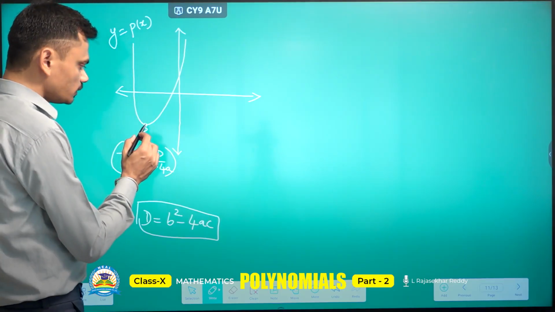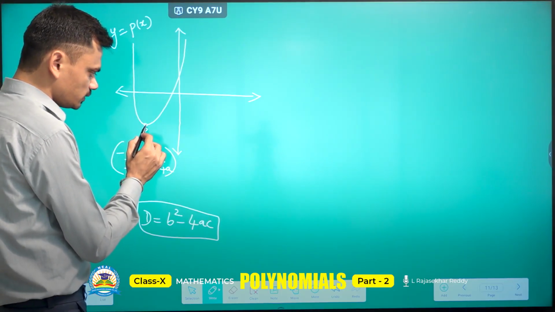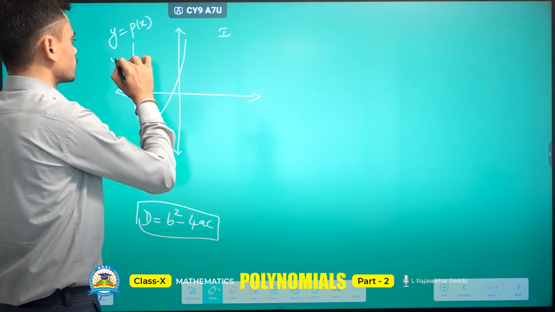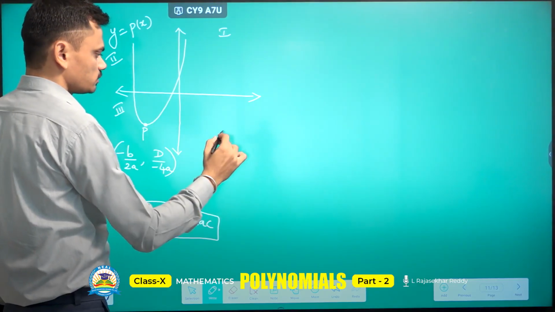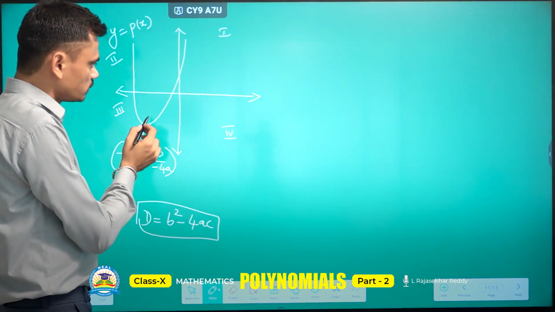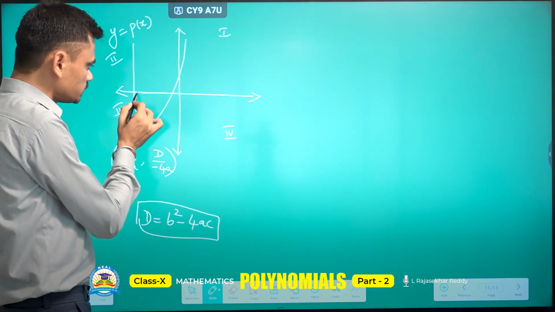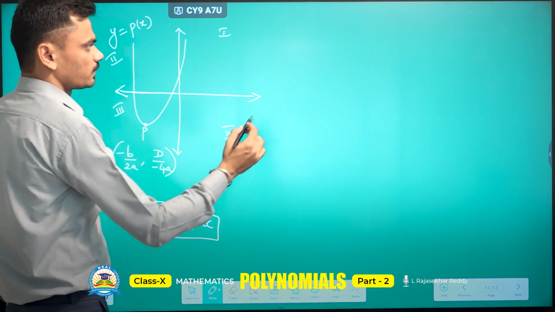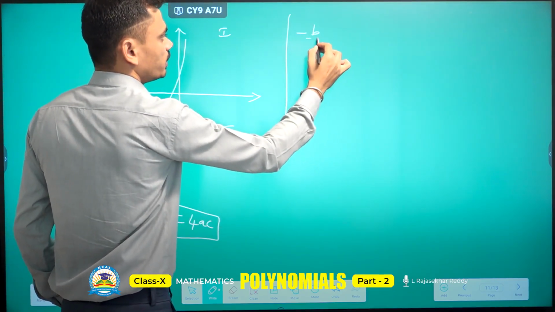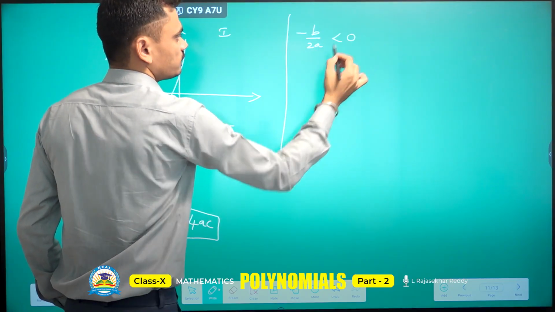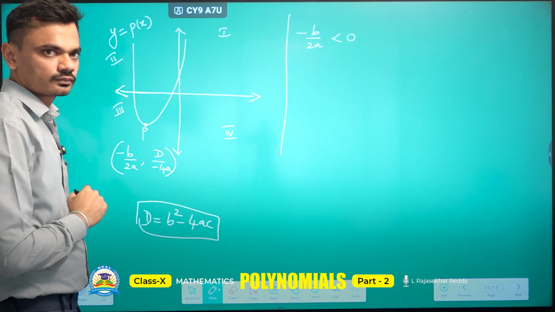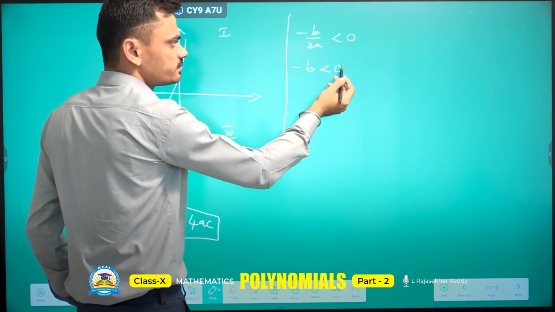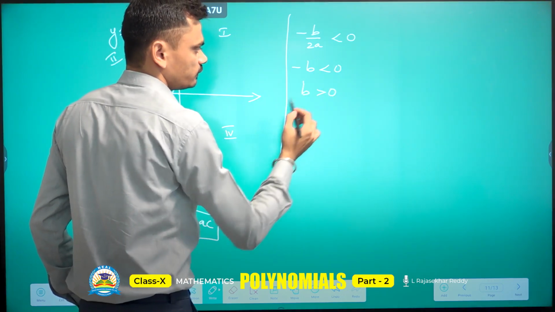Now if you take here x in this maximum point in this curve, this is the first quadrant, this is the second quadrant, this is the third quadrant, this is the fourth quadrant. So in the third quadrant x is negative, no? So here minus b by 2a is negative, means less than 0 in the third quadrant. So minus b is less than 0 from this condition. If minus b is less than 0, b is greater than 0.